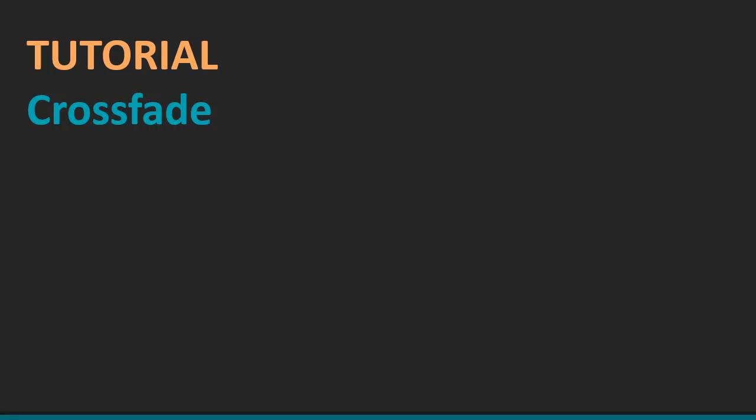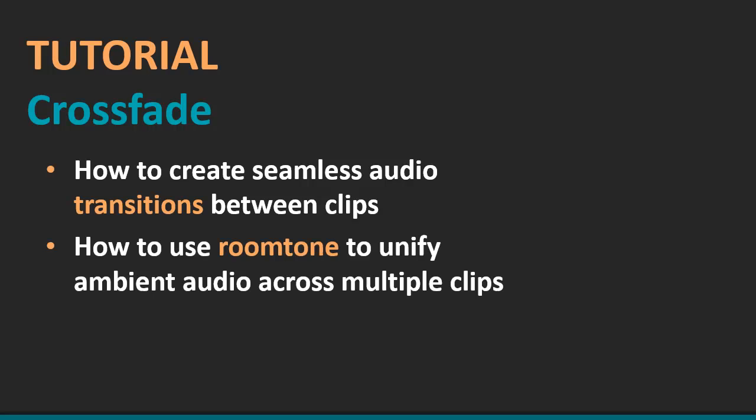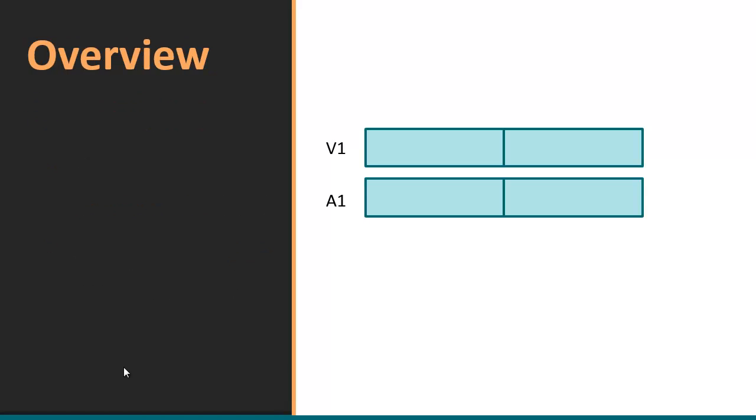In this tutorial, I will demonstrate basic audio crossfading using Adobe Premiere Elements. We'll take a look at how to create seamless audio transitions between clips, as well as how to use room tone to unify ambient audio across multiple clips. Let me preview this real quickly here. This is what we're going to do.